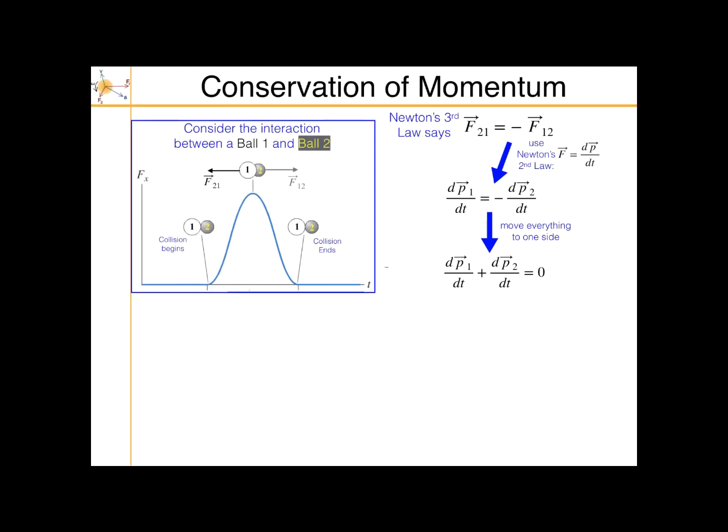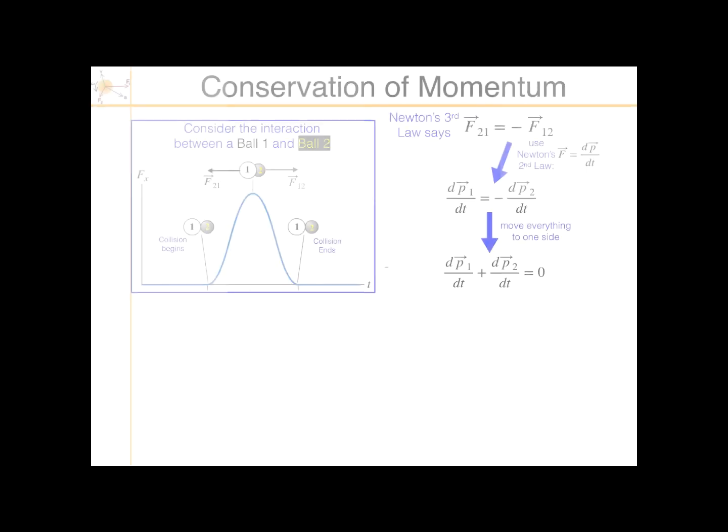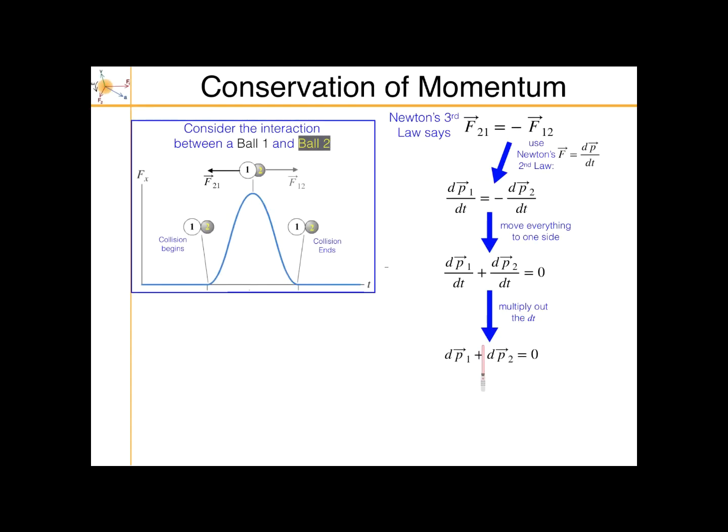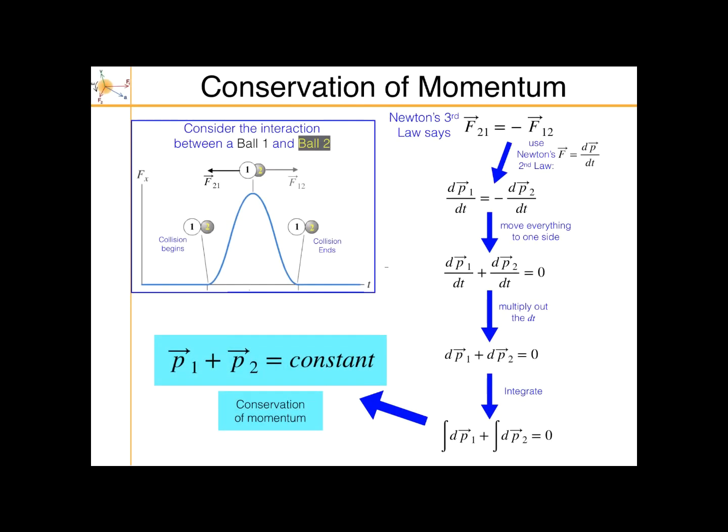And then next I can say, well, let's move everything to one side. So let's move both terms to the left side of the equation, and then multiply out the dt on the bottom. So I have dp1 plus dp2 equals 0, and I'm going to integrate both sides of that. And when I do that integral, basically the integral of dp1 is just going to be the p1 vector, and the integral of dp2 is going to be the p2 vector, and there's going to be a constant of integration, which we'll move over there and just call it a constant.